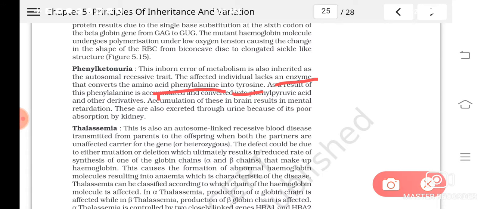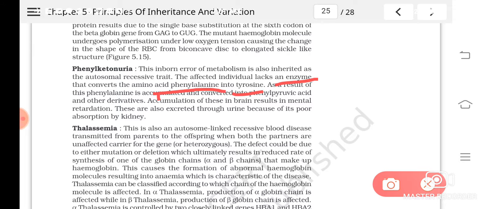For example, instead of A, T comes. Or instead of C, G comes. Likewise, only a single nitrogen base mutation happens. That's what we are studying under point mutations or Mendelian disorders. Just imagine, due to a single change in the nucleotide base pair, one enzyme is not able to be produced.